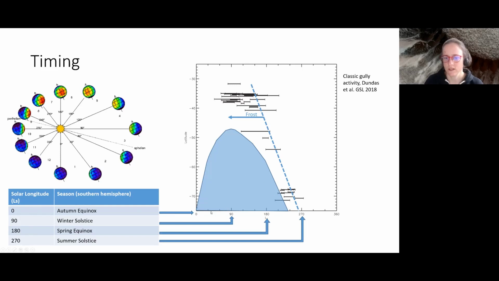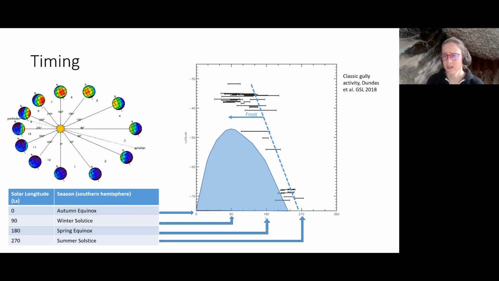And you can see in blue a sketch of when CO2 ice is present continuously across the surface as a continuous layer. It's continuous to around 50 degrees latitude. After that, you get discontinuous frost, thinner frost deposits. And you can see that the gully activity is occurring when you have this discontinuous frost on the surface, and not when you have this continuous slab of CO2 ice.